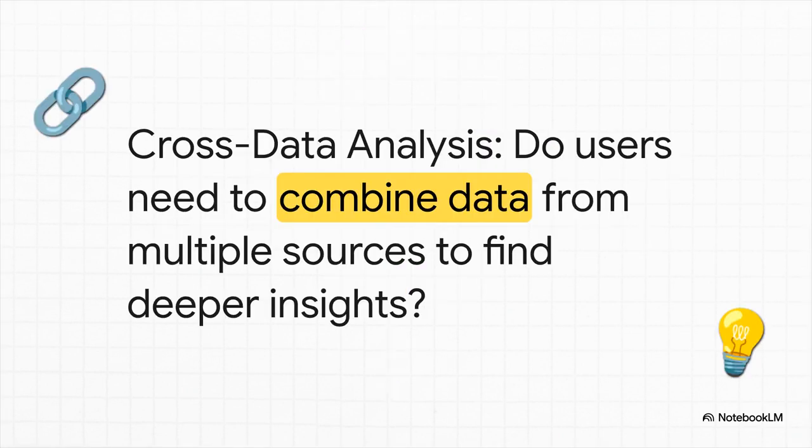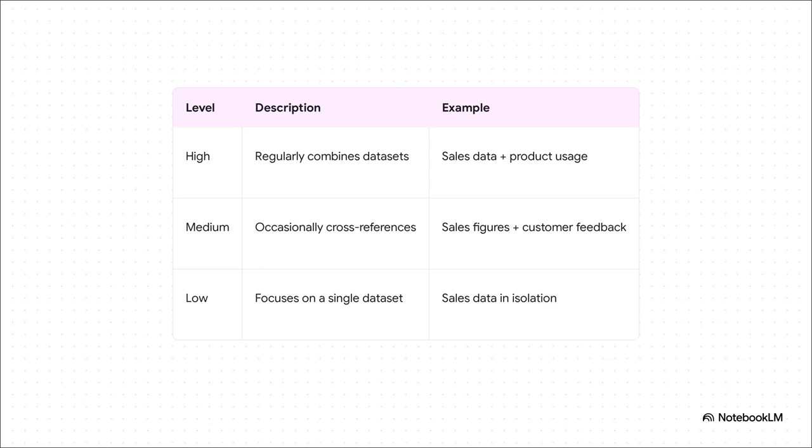Okay, dimension number 3. Now this one's a big one. It's cross-data analysis. And this is all about how much your users need to connect the dots between totally different sets of information to get to those really deep, powerful insights. What this really gets at is, do your users think in silos or do they think in systems?